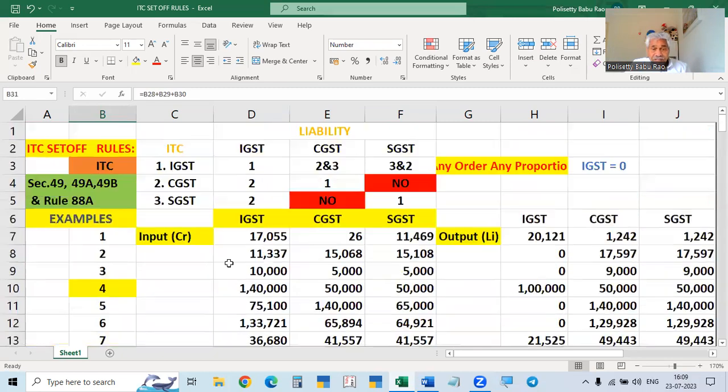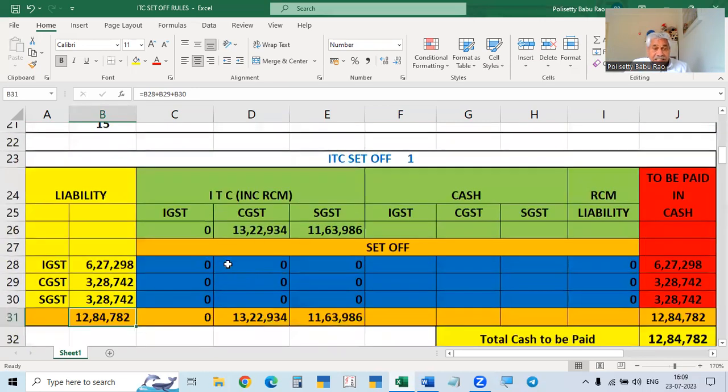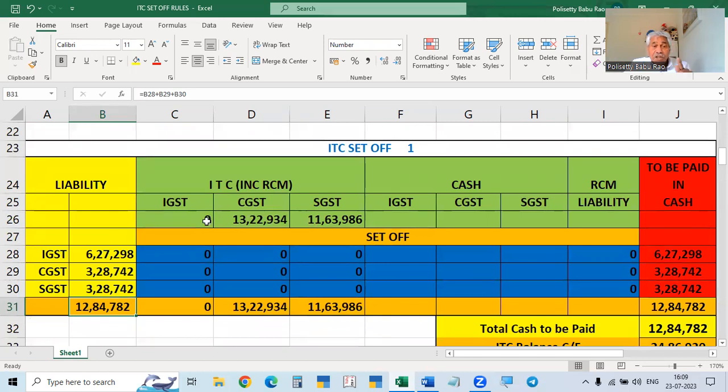See, this is the balance ITC. This ITC balance includes last month's balance also. So if last month there is some balance, that balance plus the ITC of this month, the total will be taken up. For example, suppose last month there is 10,000. So that 10,000 will be taken. 10,000 plus this month 0 is 10,000.